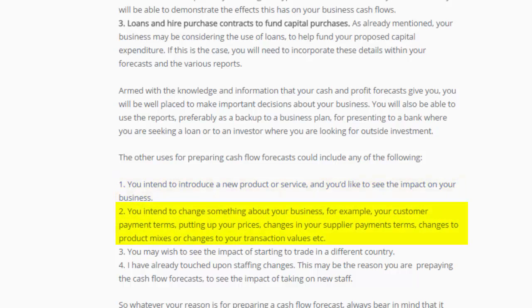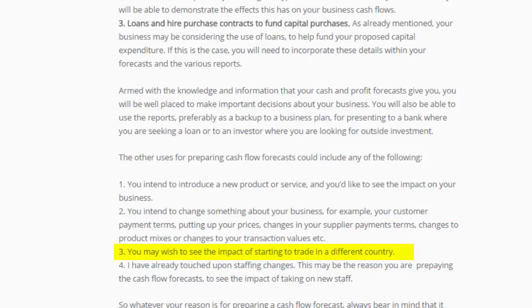Do you intend to change something about your business, your customer payment terms, or putting your prices up, or maybe renegotiating your supplier payment terms, or perhaps you might change your product mixes, or perhaps your transaction values. All of these can significantly affect both your profitability and your cash flows, so you can have a look at all these.